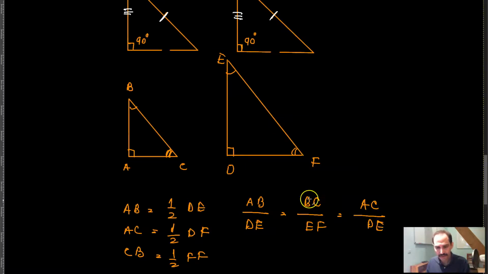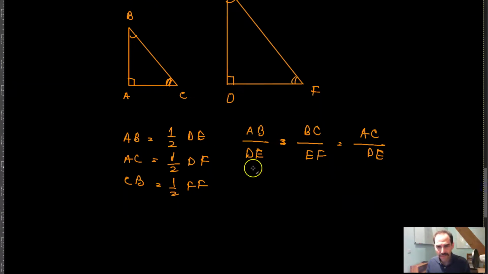But of course, since you know that these are ratios, you're not supposed to mix them up, meaning that you cannot write, for example, AB to DE is the same thing as, instead of writing BC to EF, you cannot write EF to BC. That doesn't work because this ratio is not the same as this ratio, right?